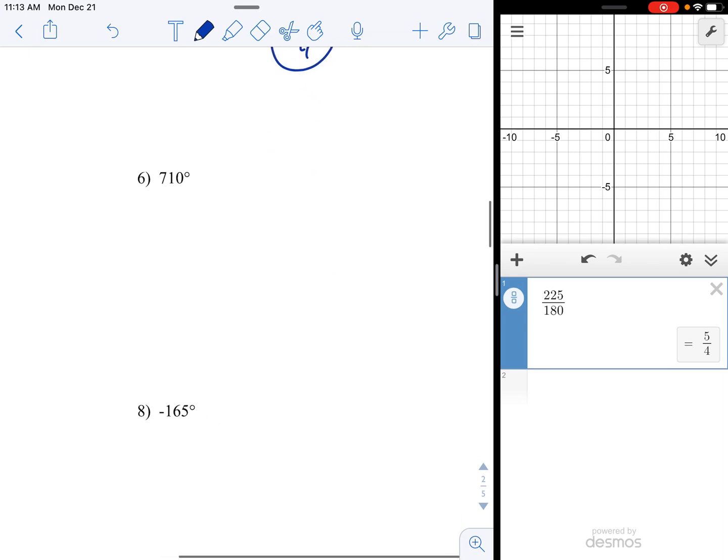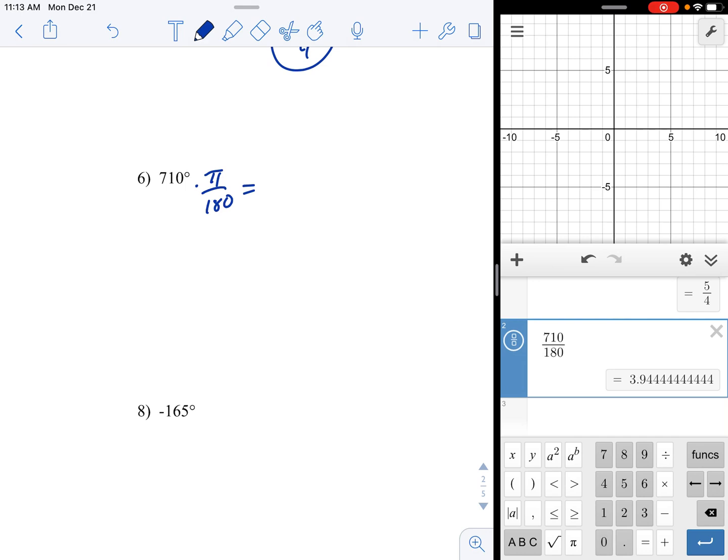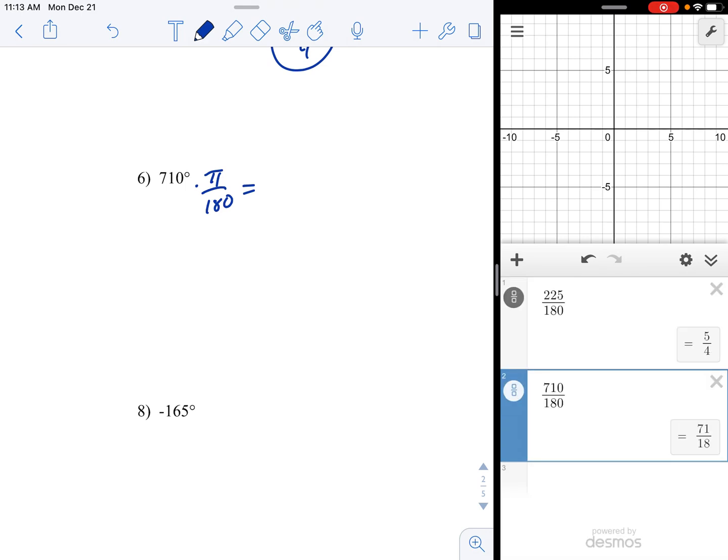All right, let's do a couple more. Multiply by pi over 180. I'm just going to go ahead and do 710 over 180 and reduce that to 71/18. So it's 71 pi over 18. I guess we could have reduced that without a calculator. You know, those zeros cancel. That's a shortcut. And I'll do the next one as well, and we'll check them 2 at a time just to make things go a little faster.